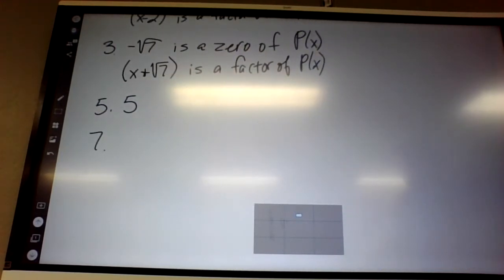But on number 7, all it's asking is what kind of coefficients are required to use the rational root theorem, and the answer is integer coefficients. So if you have like fractions and decimal coefficients, it would not work. So number 7 is integer.